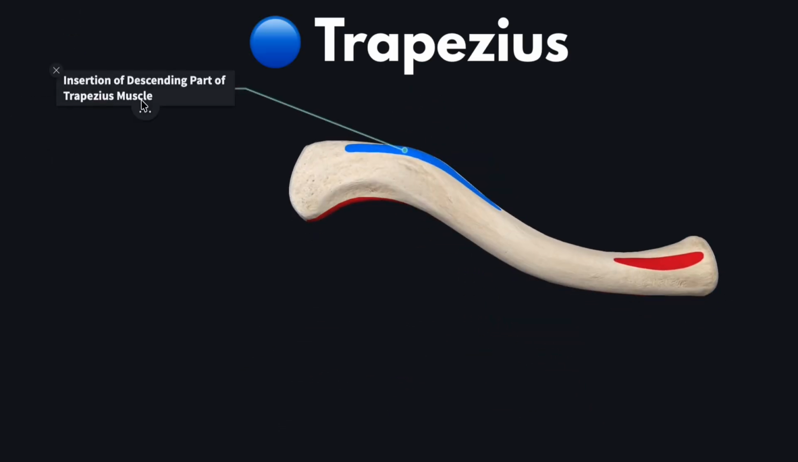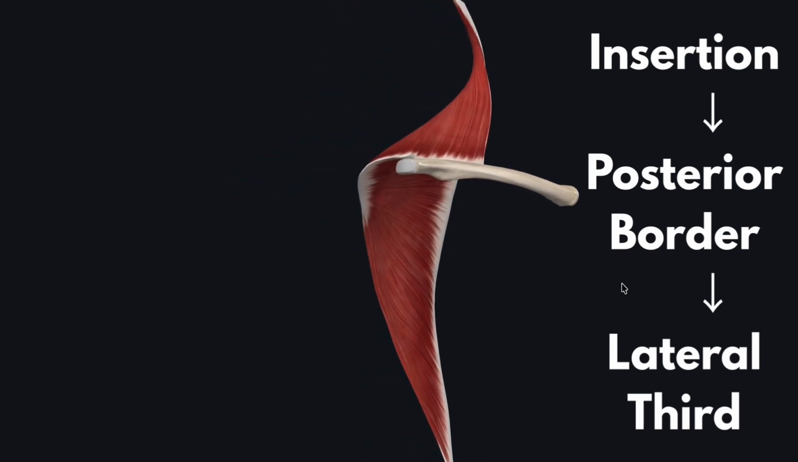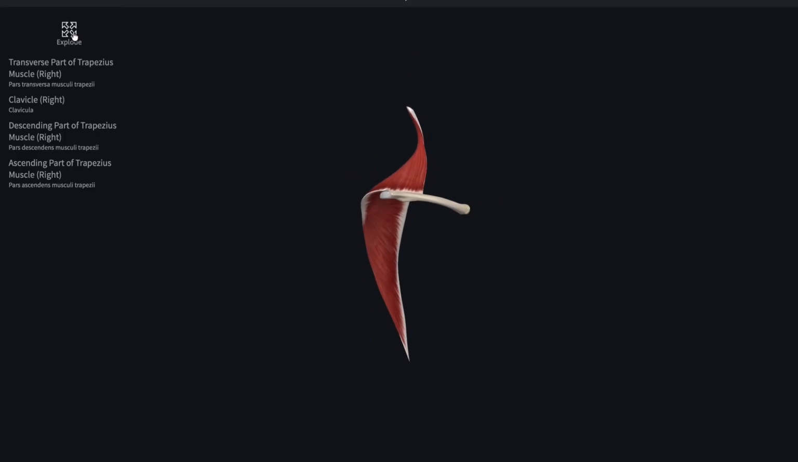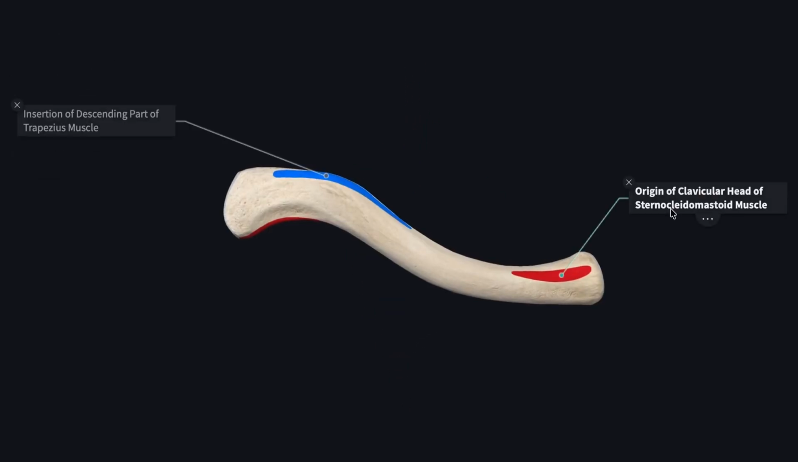Next, the trapezius. Notice how the trapezius inserts onto the posterior border of the lateral third of the clavicle. These fibers help stabilize and elevate the shoulder. That's the posterior surface complete.